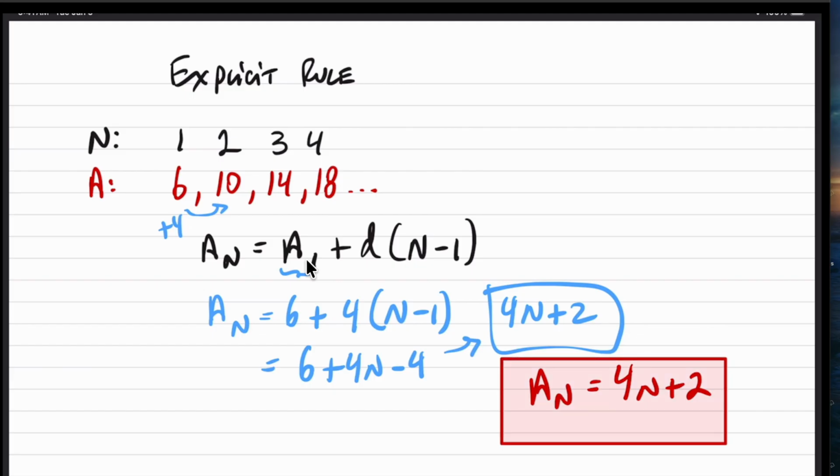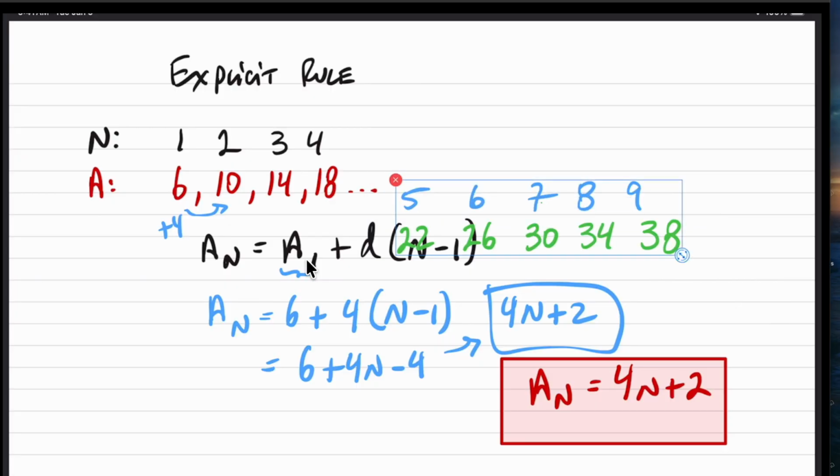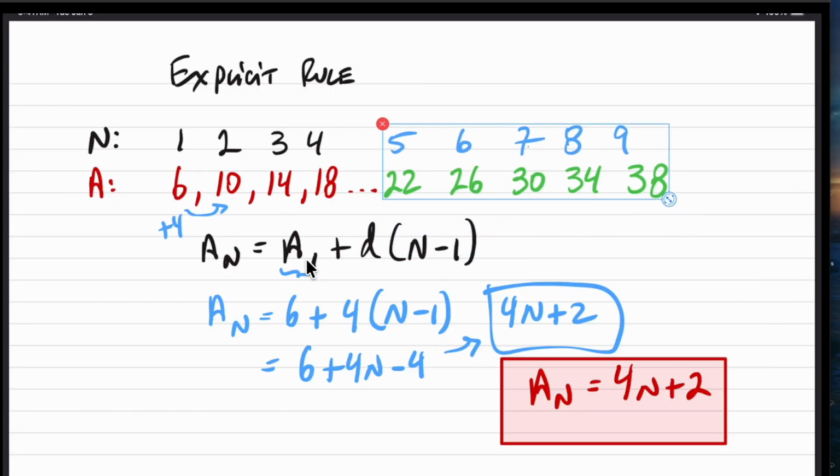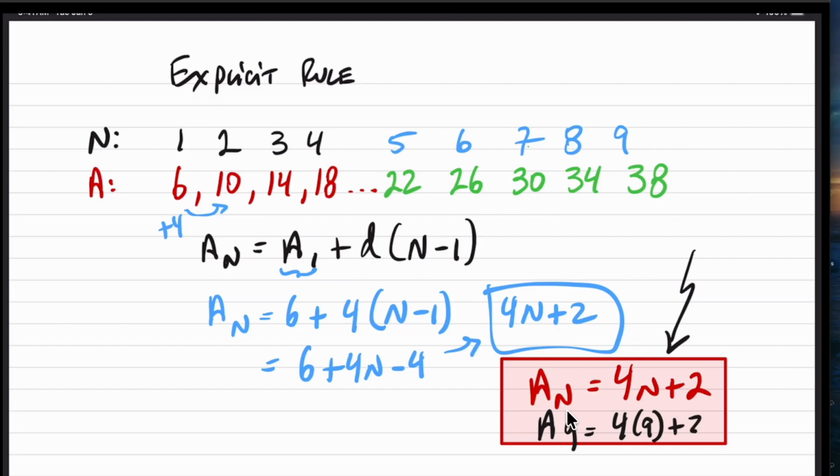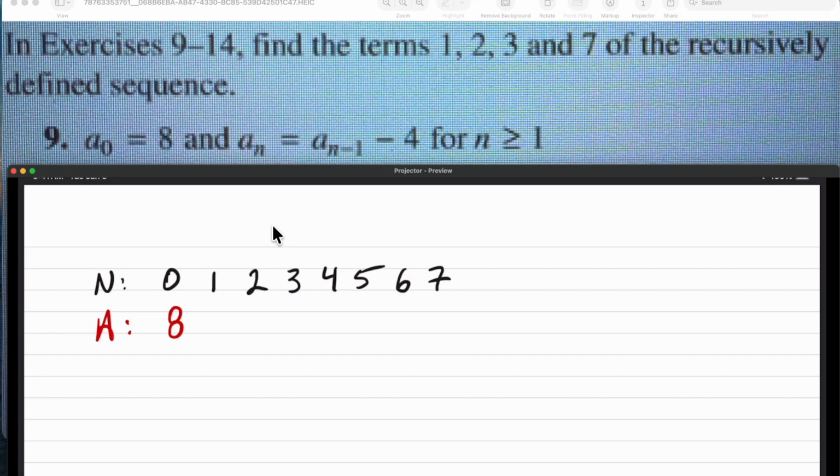Now, let's just test that out and see if it makes sense. This is the sequence extended out, so let's randomly pick an n value. Let's investigate a sub 9 and see if our formula is correct. So for a sub 9, we would do 4 times 9, which is 36, plus 2 would give us 38. So yes, indeed, our explicit formula for this sequence is correct.